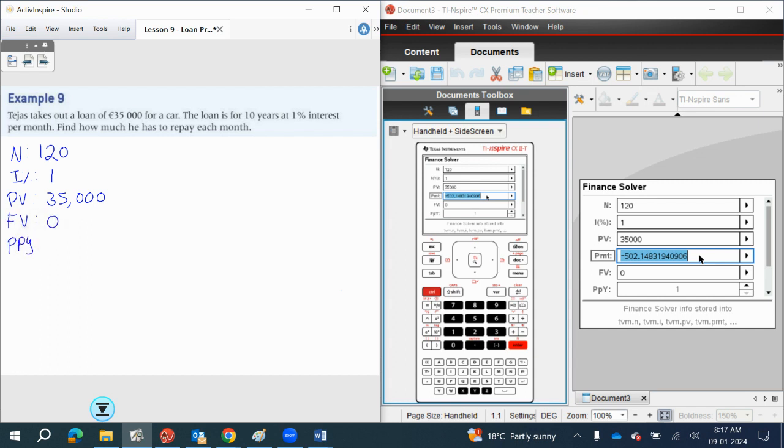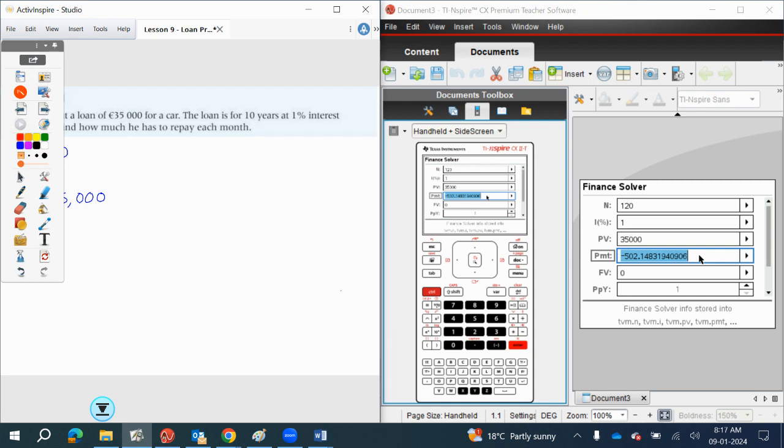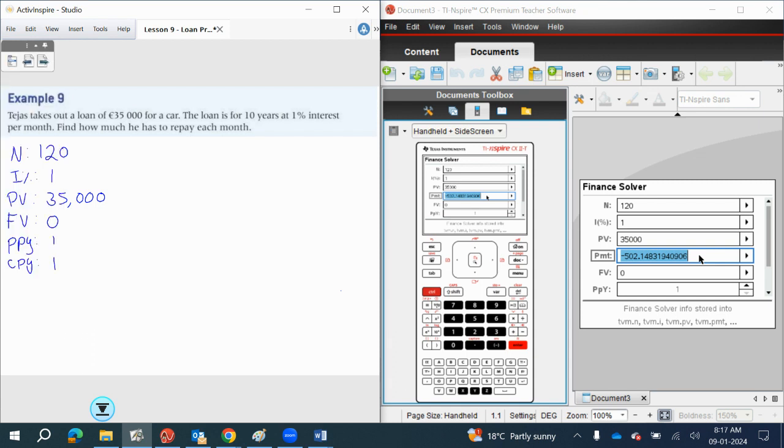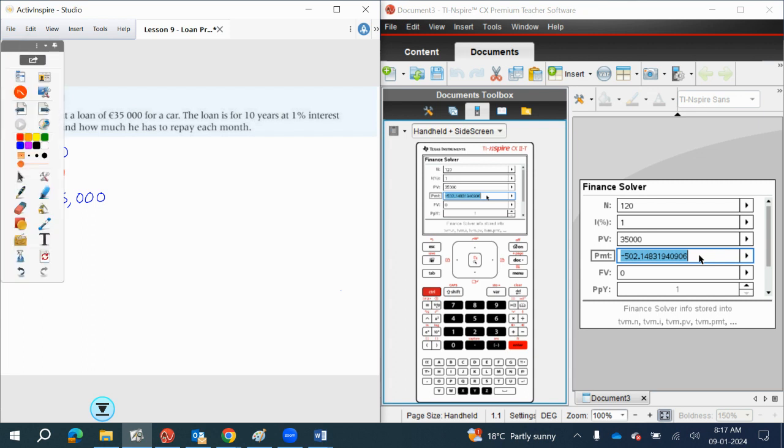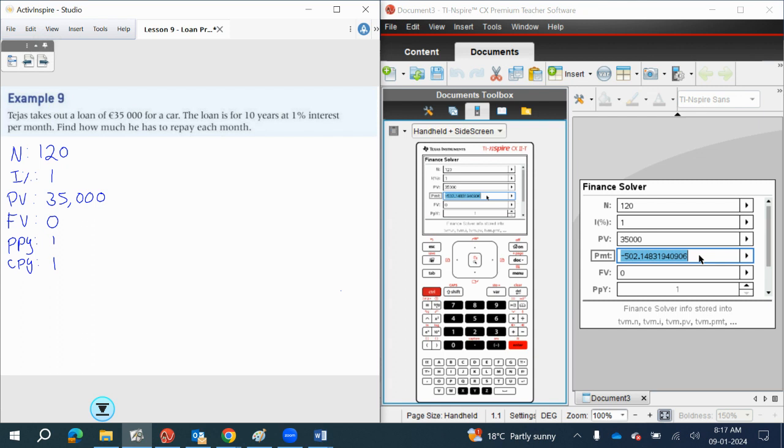Payments per year and compounding periods per year. Think in months. So this is payments per month, compounding periods per month. We've got 120 months. We're paying once a month. We're compounding once a month. All of this is caused by the fact that the question has given us a monthly interest rate here. All of these issues are caused by this. So we have to do the slight shift in our problem solving.